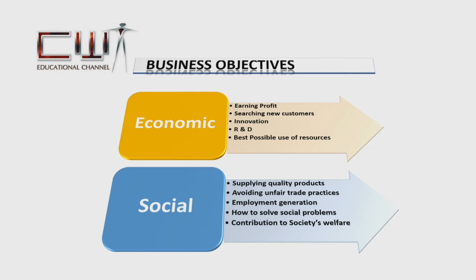Among the social objectives, the business has to supply quality products. It has to avoid unfair trade practices. Business generates employment. Business tries to help to solve the social problems, and it may contribute to society's welfare.